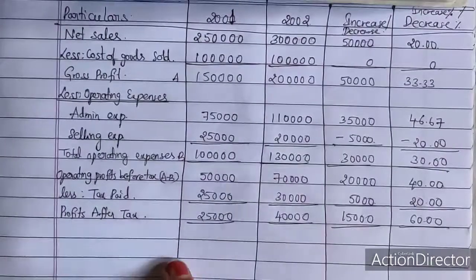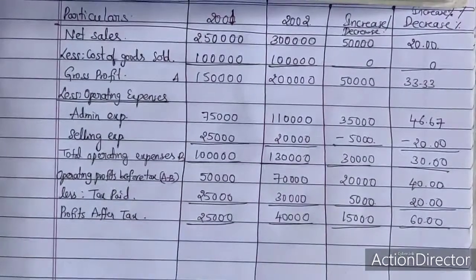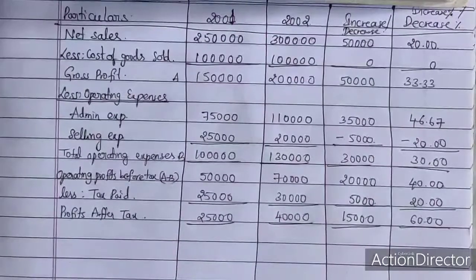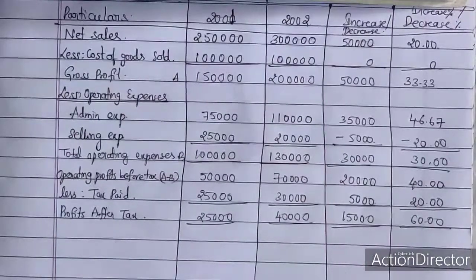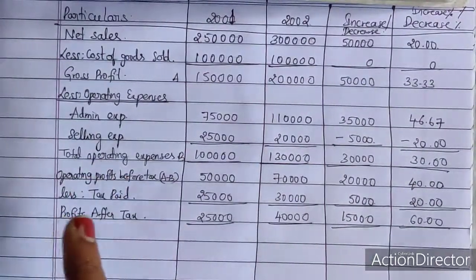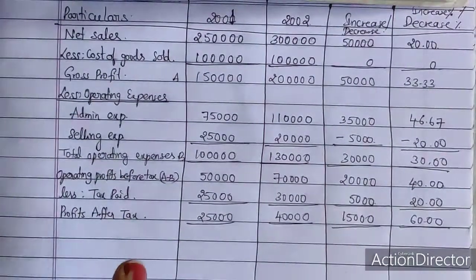So this is the comparative income statement. We are comparing the 2 years. So in 2001, what the real figures are, in 2002 what the amounts are, and is there any difference between those 2 years? Is there any increase or decrease, and what is the percentage of increase and decrease, that we have to identify. So in this way we will prepare a comparative income statement. In the same way we will prepare the comparative balance sheet also. I will show you in the next problem.